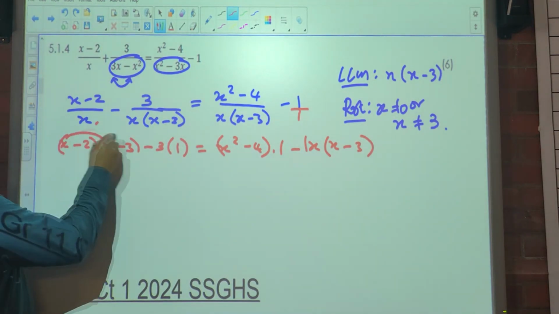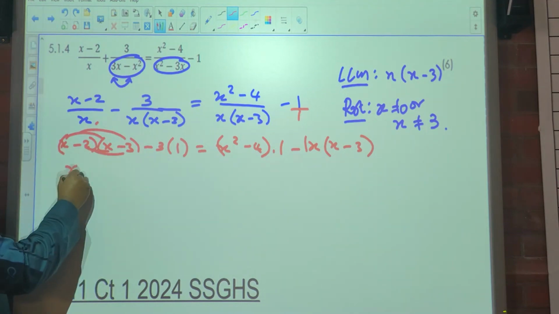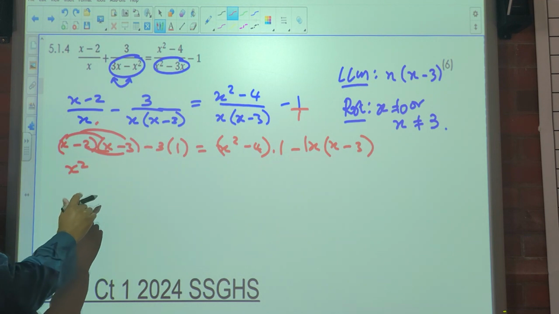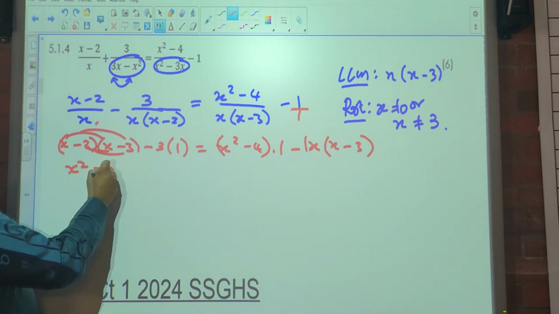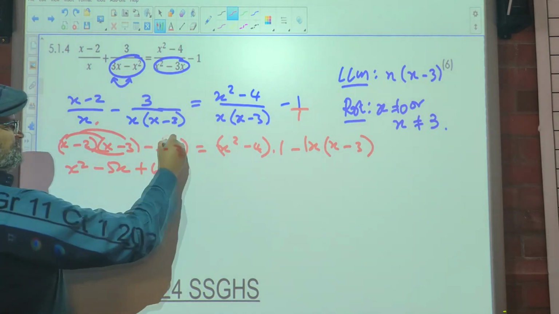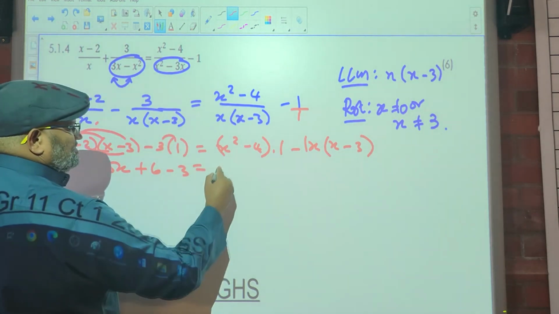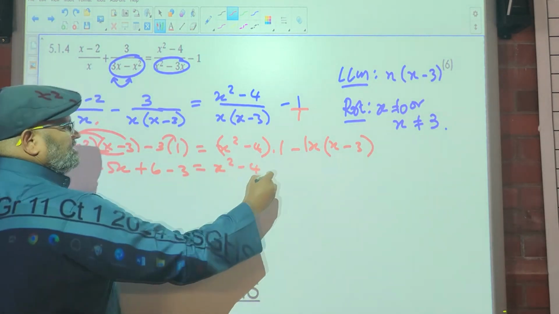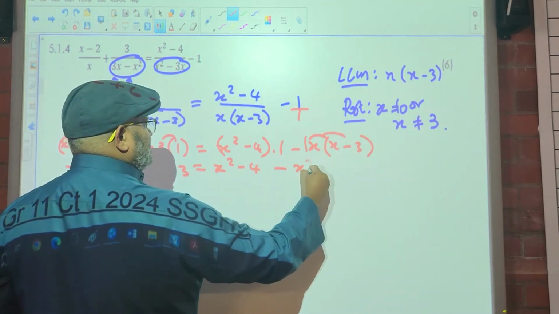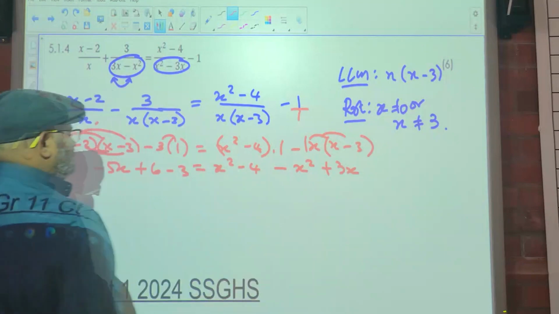Tidy up, get rid of the brackets. X times x, of course, x squared. X times negative 3 is negative 3x. Negative 2 times x is negative 2x, which gives you then negative 5x. Negative 2 times negative 3 is positive 6 minus 3 equals, you multiply the 1 in, it's not going to make a difference there. Minus, multiply that in, and then of course get x squared plus 3x.